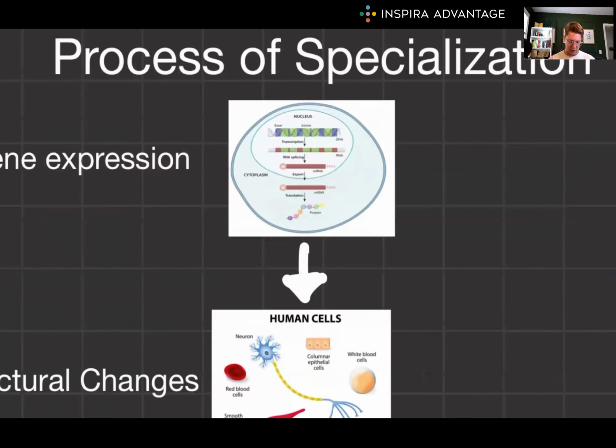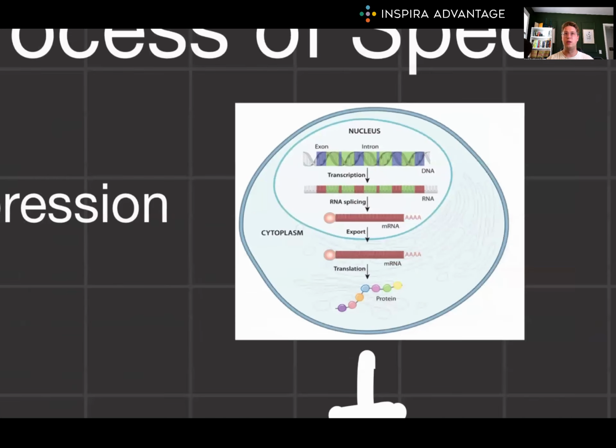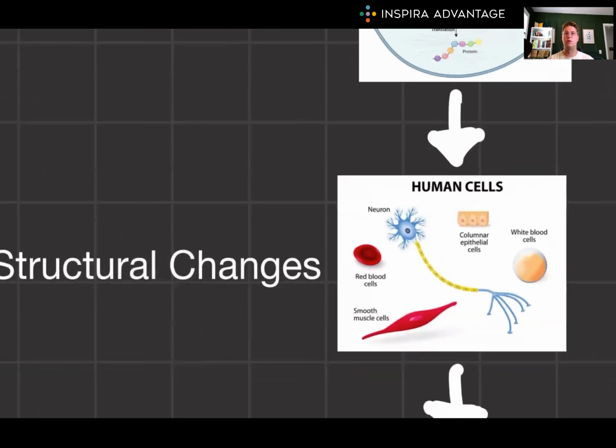Now, let's dive into how cells actually become specialized. Like many things, it comes down to changes in gene expression. Different genes are activated or repressed to provide the proteins needed for specific functions. This results in structural modifications, where cells may change shape, size, or internal organization. For example, adipocytes, fat cells, develop a large lipid droplet for fat storage.